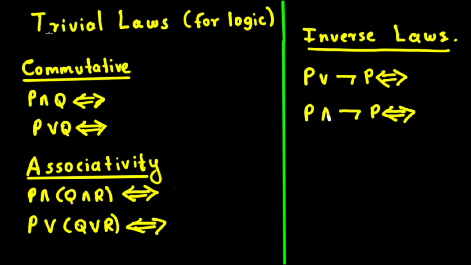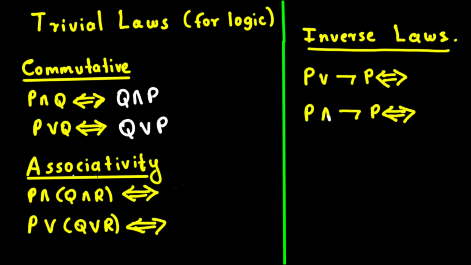Here we are going to talk about trivial laws. The first trivial law is commutative. Commutative is when we have P and Q, we can also write this one as Q and P. And the same goes to OR. When we have P or Q, we can write this one as Q or P.